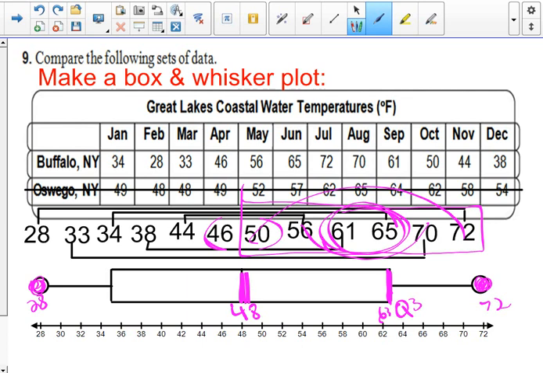So again, over here, you're going to go 46, 28, 33, 44. So the difference between 34 and 38 is 4. 4 divided by 2 is 2. 34 plus 2 is 36.